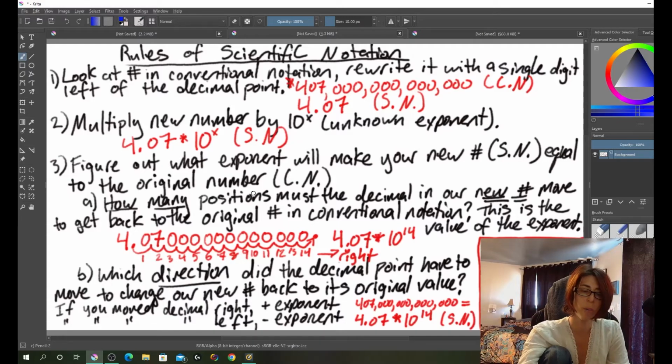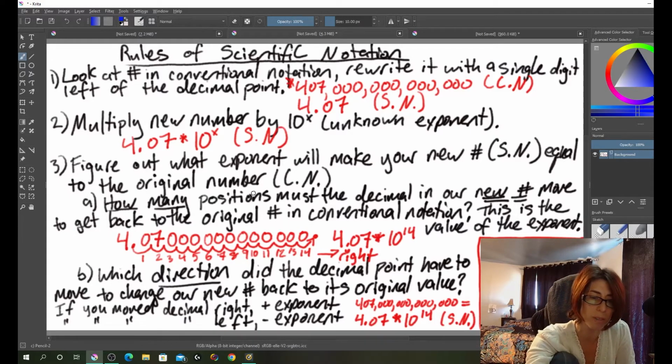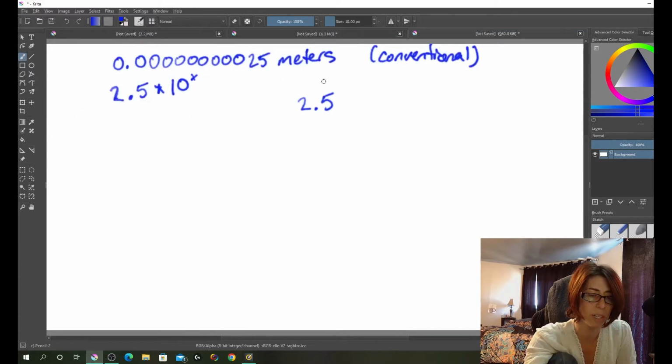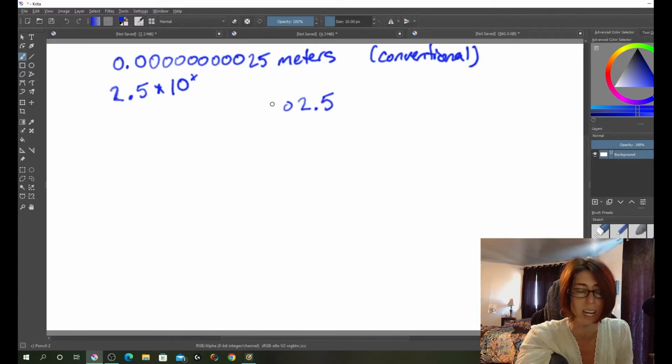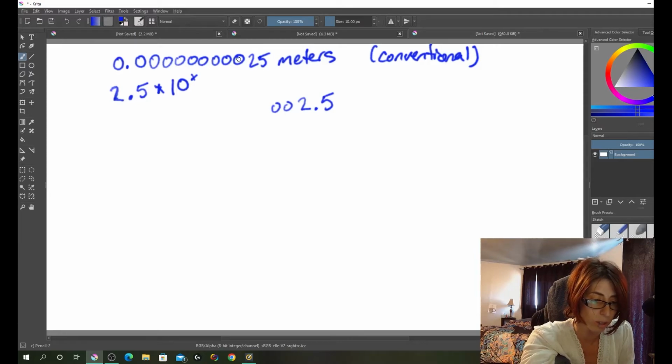First, how many positions must the decimal in our new number move to get back to the original number? Okay, so let's look at that. So how many zeros were in our original value? 1, 2, 3, 4, 5, 6, 7, 8, 9. So there were 9 zeros at the beginning this time, not at the end. Let me just make sure. 1, 2, 3, 4, 5, 6, 7, 8, 9, yeah.